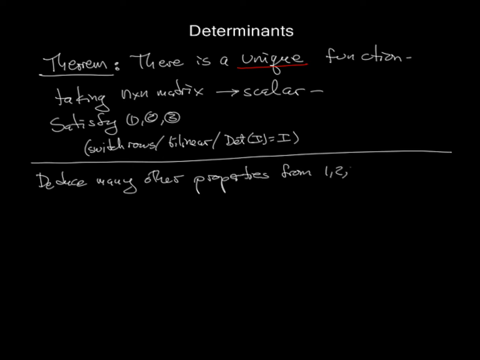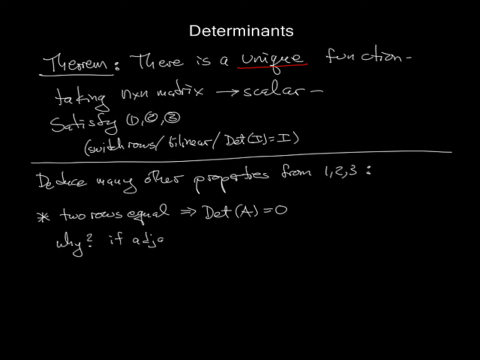So now I'm going to run through a bunch of basic properties of the determinant and show how they follow from just 1, 2, and 3. So for example, if two rows of a matrix are equal, then the determinant is 0.